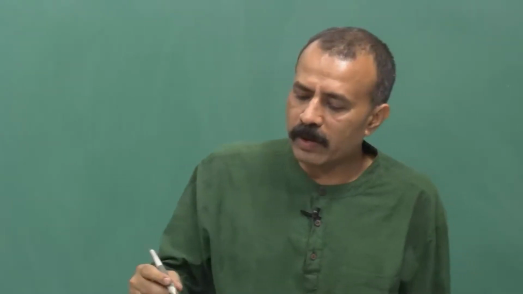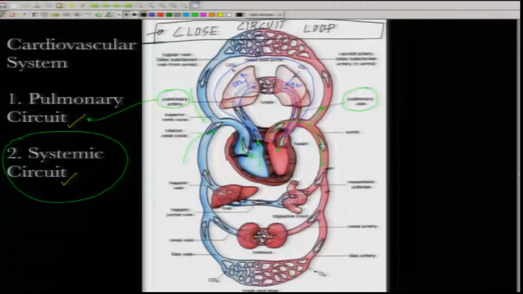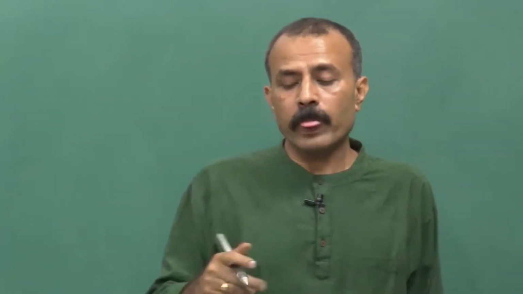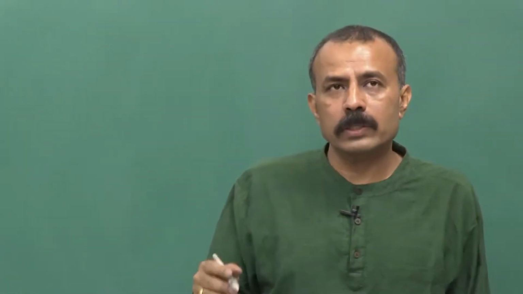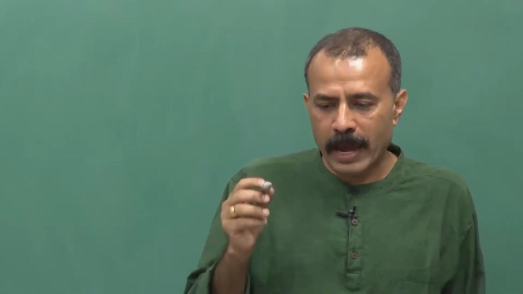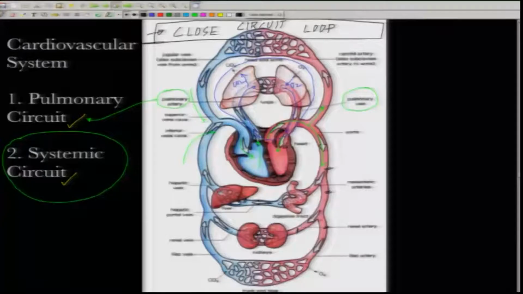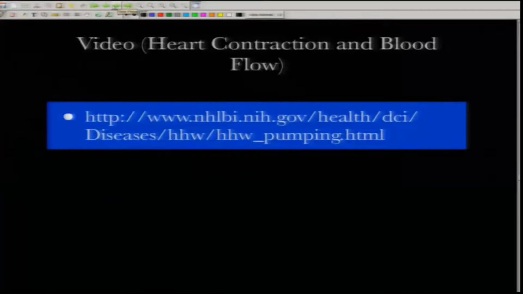So, you realize if there is a hemorrhage at any point, at any part, there will be loss of blood. Internal hemorrhages, which are very difficult to figure out, could lead to a loss of blood. Similarly, external hemorrhage, of course, you can really see. Okay. So, this is the actual pulmonary circuit and systemic circuit, what is essential for you to know. There is a link I am giving you, heart contraction and the blood flow.